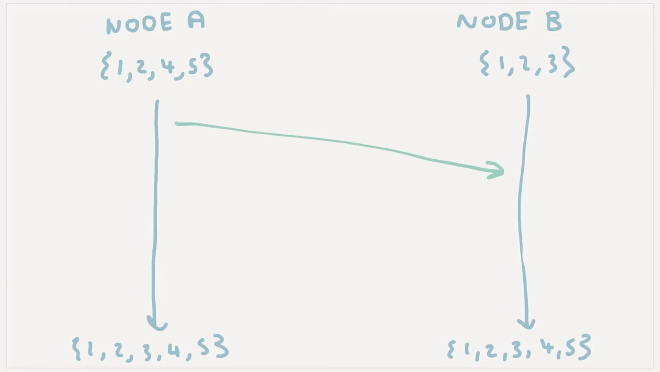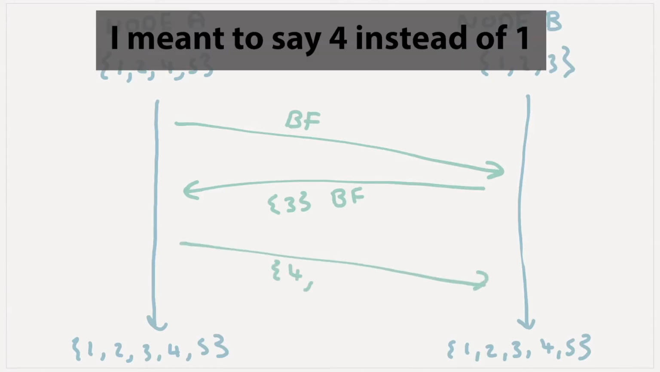This paper proposes using Bloom filters to solve this problem. Bloom filters are a data structure for recording set membership. What we can do is we can have node A create a Bloom filter with the elements 1, 2, 4, and 5. They can then send this Bloom filter to node B. Node B can look up its elements 1, 2, and 3 in the Bloom filter. And when it looks up 3, it will discover that 3 is missing, and therefore it will send 3 to node A. It will also send a Bloom filter of its elements, which node A can use to determine that node B is missing elements 1 and 5.